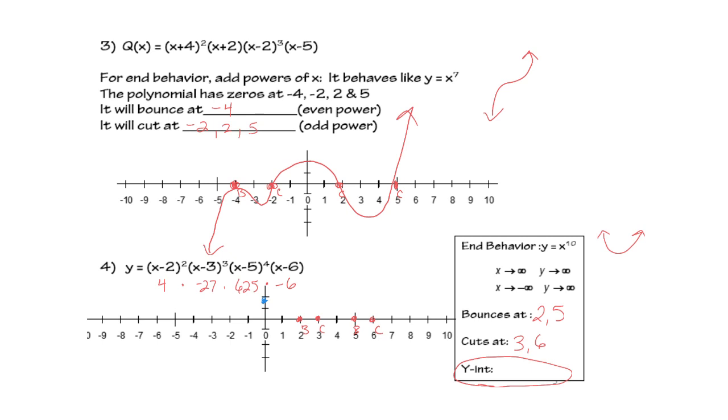Okay, now I'm ready to sketch a graph. It's supposed to have ends that both end up upward. So here's my graph. I come through here. First one is a bounce, and then a cut, and then a bounce, and then a cut. And there it is, ending upward like I wanted it to. Good deal.